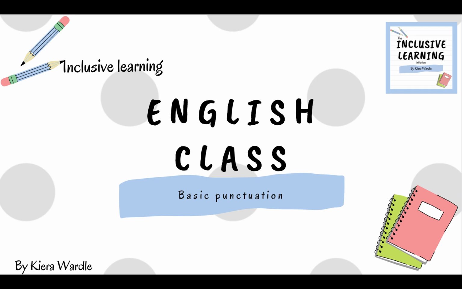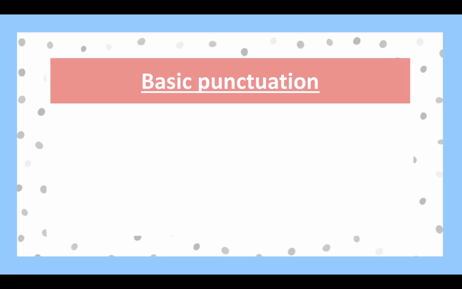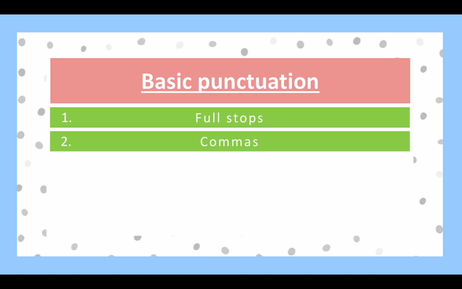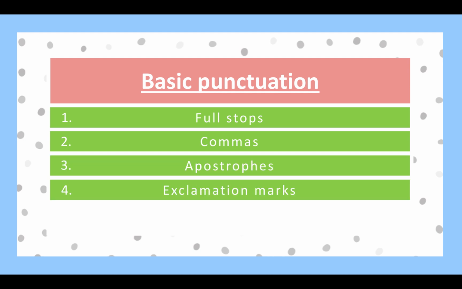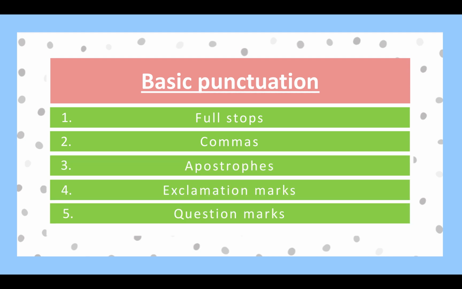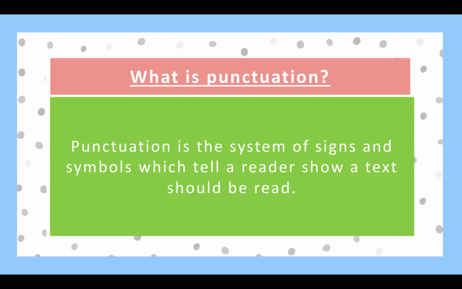Today we are going to be focusing on punctuation. Basic punctuation. Today there are 5 different topic areas that we are going to be focusing on, specifically full stops, commas, apostrophes, exclamation marks and question marks. What is punctuation? Punctuation is the system of signs and symbols which tell a reader how a text should be read.